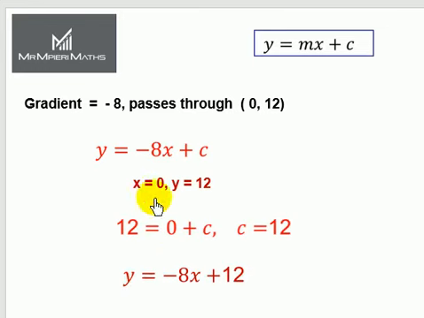But again, if you want to use the algebra way, x is 0 and y is 12. Just make a little substitution: 12 equals minus 8 times 0, which is 0, plus c. So in that case, c is 12. Put it back into this equation. So you have y equals minus 8x plus 12. Done.